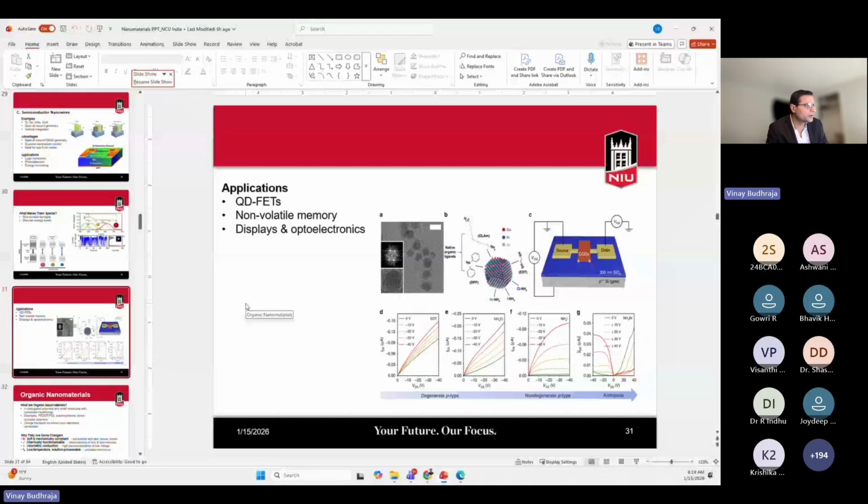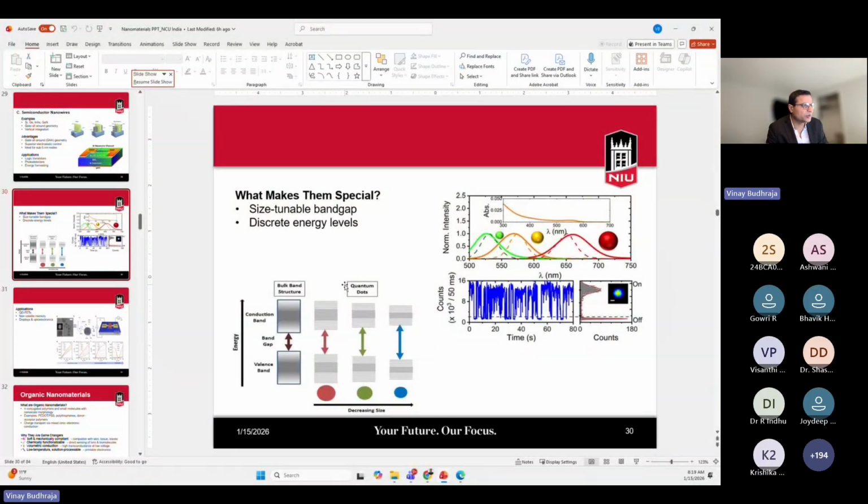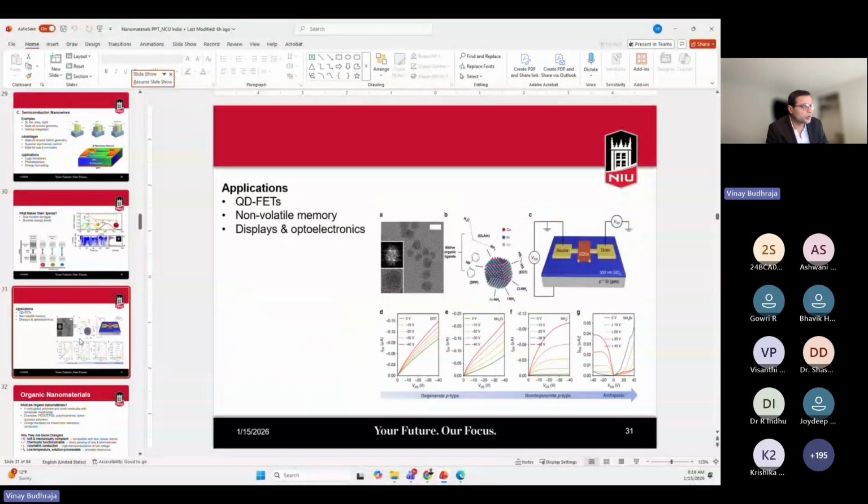From here, I'm talking about quantum dot based FETs. Quantum dot based FETs are being used in non-volatile memory, displays, and optoelectronics. You can see that between source and drain, the quantum dots are used as a semiconducting thin film layer, and size shrinkage is possible by controlling the size of the quantum dots.